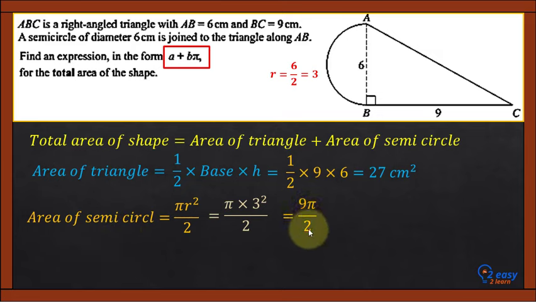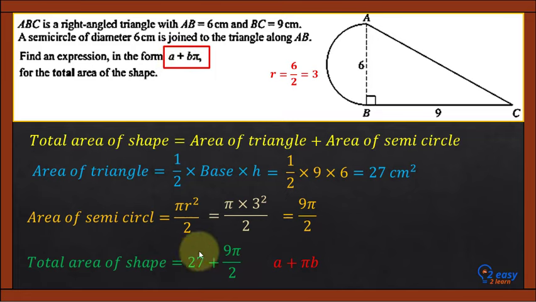9 pi over 2. Total area of shape is equal to the area of triangle, which is 27, plus the area of semicircle, which is 9 pi over 2. And you see, this is the same form. It is asked, write the expression a plus b pi. So a is 27, this is pi, b is 9 over 2. Sometimes it is asked in questions, find the value of a and b. So the value of a is 27 and the value of b is 9 over 2. But in this question, we have to write just this expression.